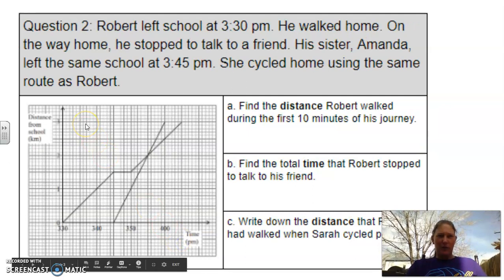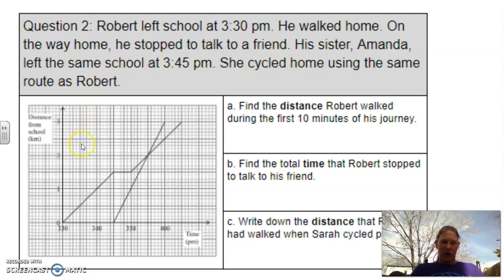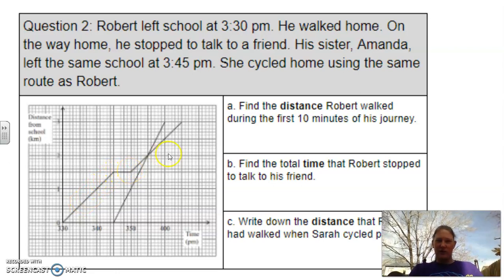Question number 2, Robert left school at 3:30. He's walking home. On the way home, he stops. He talks to a friend. His sister Amanda left school at the same time, 3:45, and she rides her bike. She's cycling home using the same route. So here's Robert. We can see that he's a bit slower, and also includes the stop that he had with his friend. So it says find the distance Robert walked during the first 10 minutes of his journey.